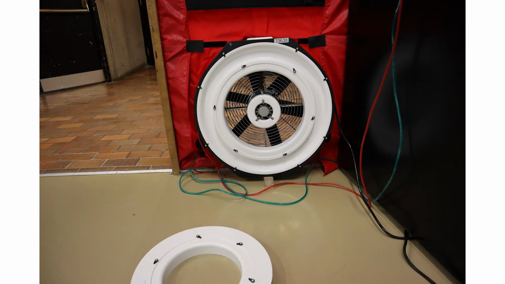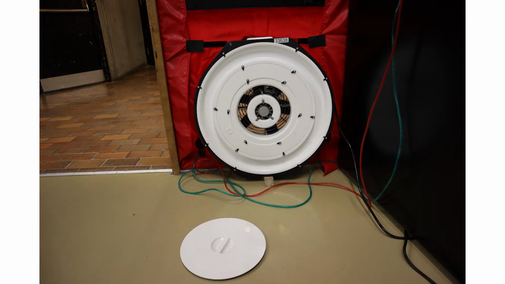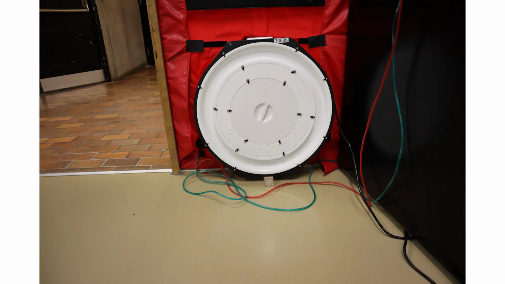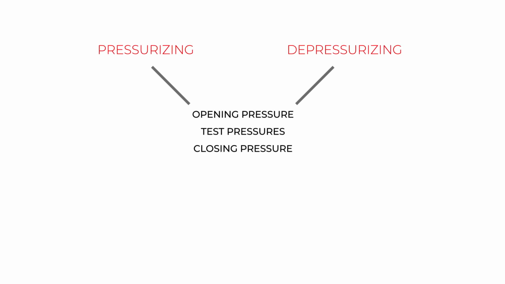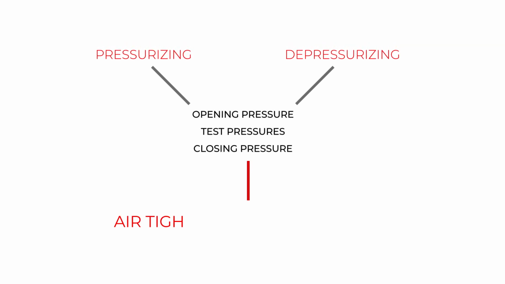Once the test is complete and all readings have been collected at 5 pascal increments, the fan is closed again to determine the closing pressure. All pressure readings are recorded for both pressurization and depressurization tests. The results are then used to calculate the airtightness of the building.